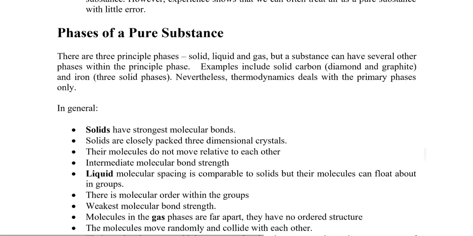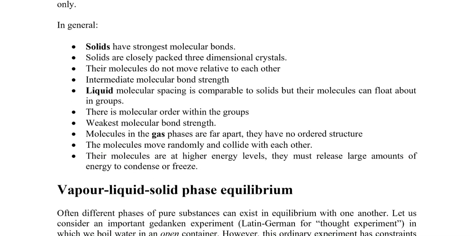In general, solid has the strongest molecular bond. Solids are closely packed three-dimensional crystals. Their molecules do not move relative to each other, and they have different intermolecular bond strengths. We do not regard it as the perfect or strongest molecular strength, because if you want to deform or change the shape of the solid, you can actually change it by applying different forces. So definitely you are not talking about the ultimate bond strength.